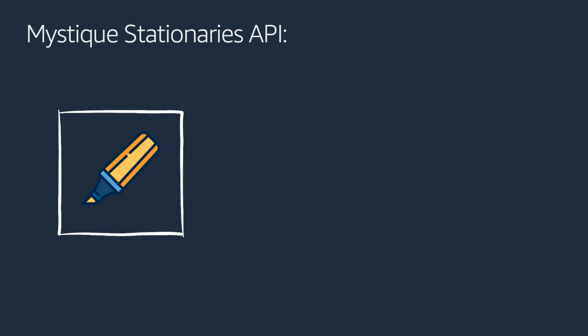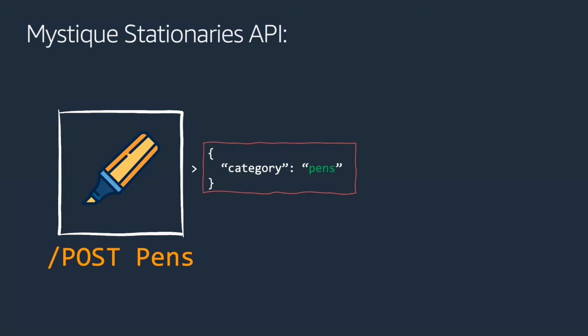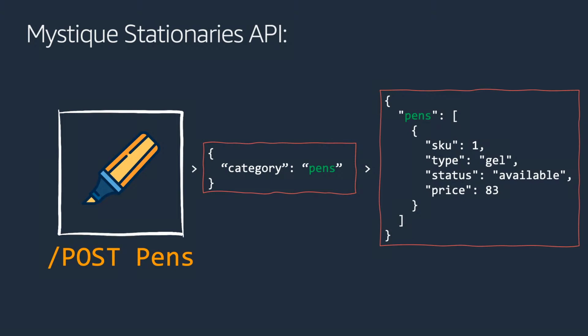So we are talking about pens, and whenever there is a request coming for how many pens are available, what is the quantity available, and whether it is available or not. So when there is a post request for pens requesting information, then this request from the client will be going to an API gateway, and this is the information that we'll be sending to our API gateway. We are saying category is pens and give me the information about pens. So this request will be processed by our API gateway, and this is the response that will be sent back. So you can see here the stock keeping unit as 1, and then the type of pen is a gel pen, and then whether the status is available or not, and then there is a price of 83 pounds or dollars depending upon which currency you're selling at.